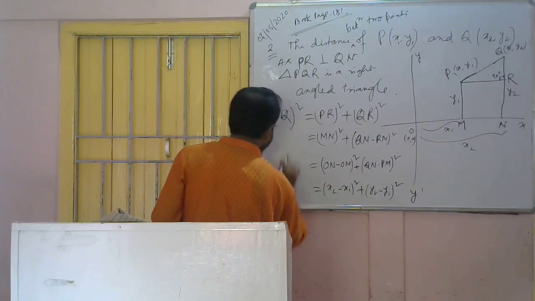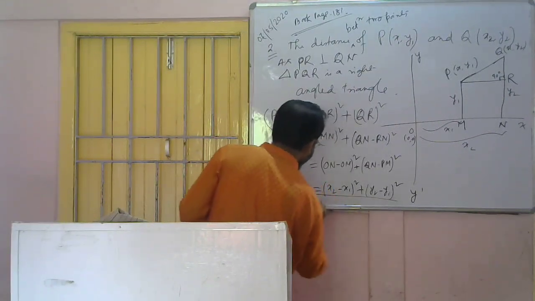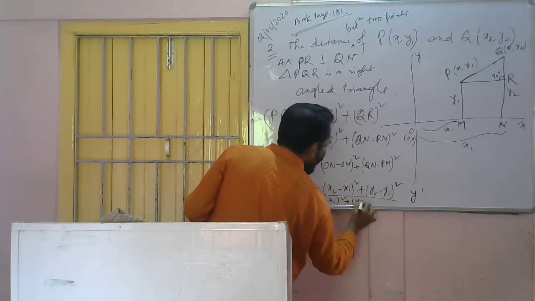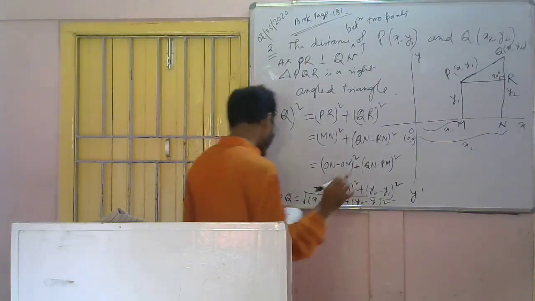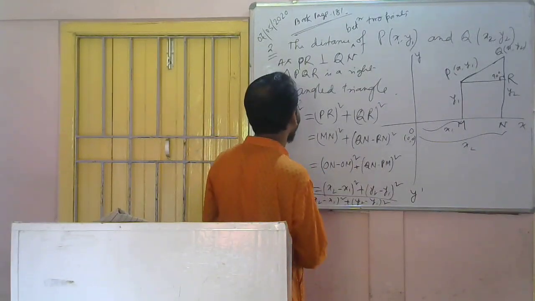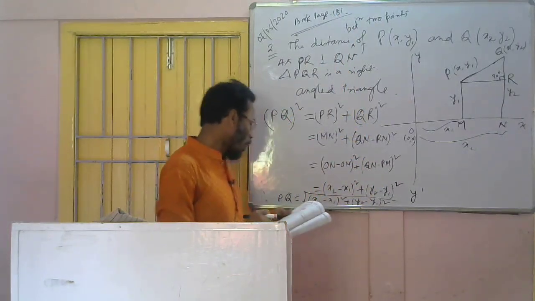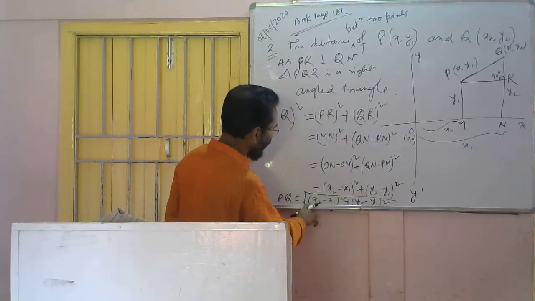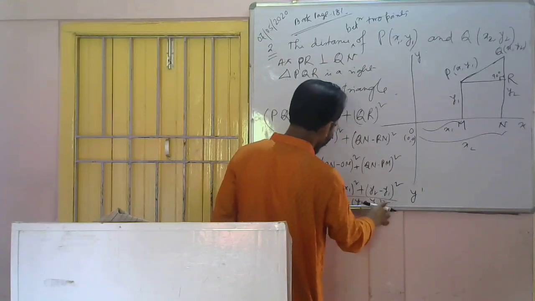Suppose this is the square, so if you take the square root, then it will be x2 minus x1 whole square plus y2 minus y1 whole square. All these things are in your book, page number 181, so you follow your book, page number 181. So PQ square is x2 minus x1 whole square plus y2 minus y1 whole square.